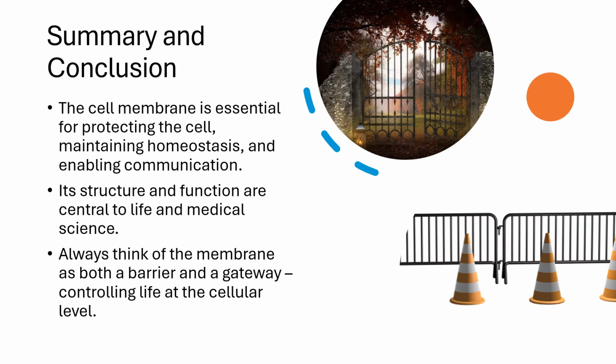So in conclusion, I want you to think about the cell membrane as being essential for protecting the cell and maintaining a homeostatic or constant optimal environment inside, and enabling communication. It is its structure and function that are central to life and medical science. But always think of the membrane as both a gate as well as a barrier at cellular level.